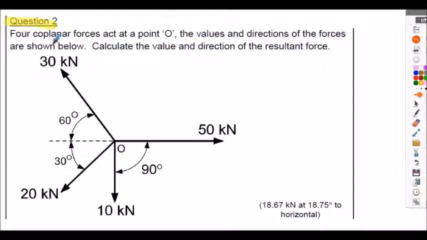Question 2, we've got 4 coplanar and concurrent forces acting at point O on our diagram. The values and the directions of the forces are shown. We've got to calculate the value, the magnitude, and the direction of the resultant force for this system of forces. Again, I would encourage you to use the tabular method we've shown before with 4 forces in the table and resolve them into the Fx, Fy components, and then eventually find the resultant force. The answer is shown here in the brackets.